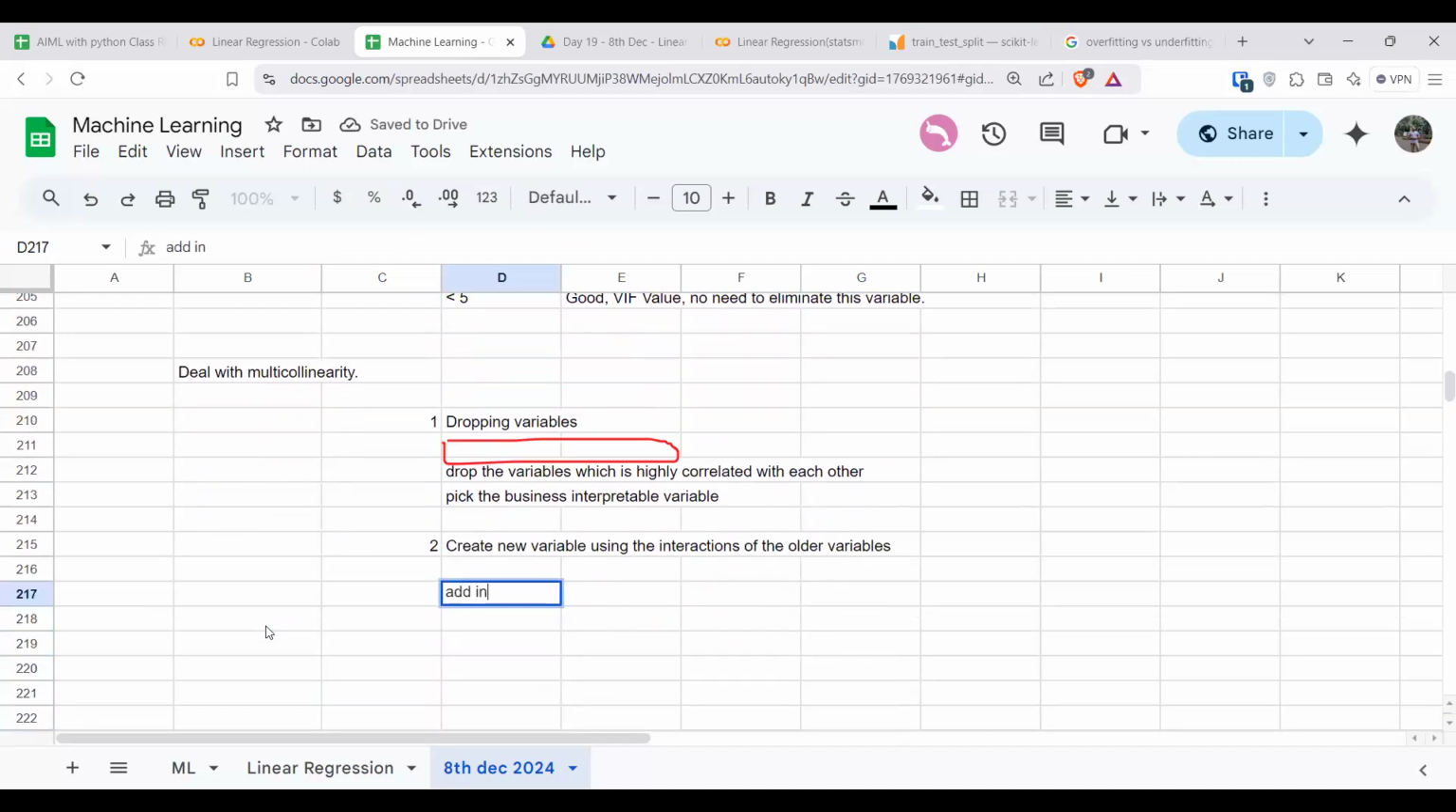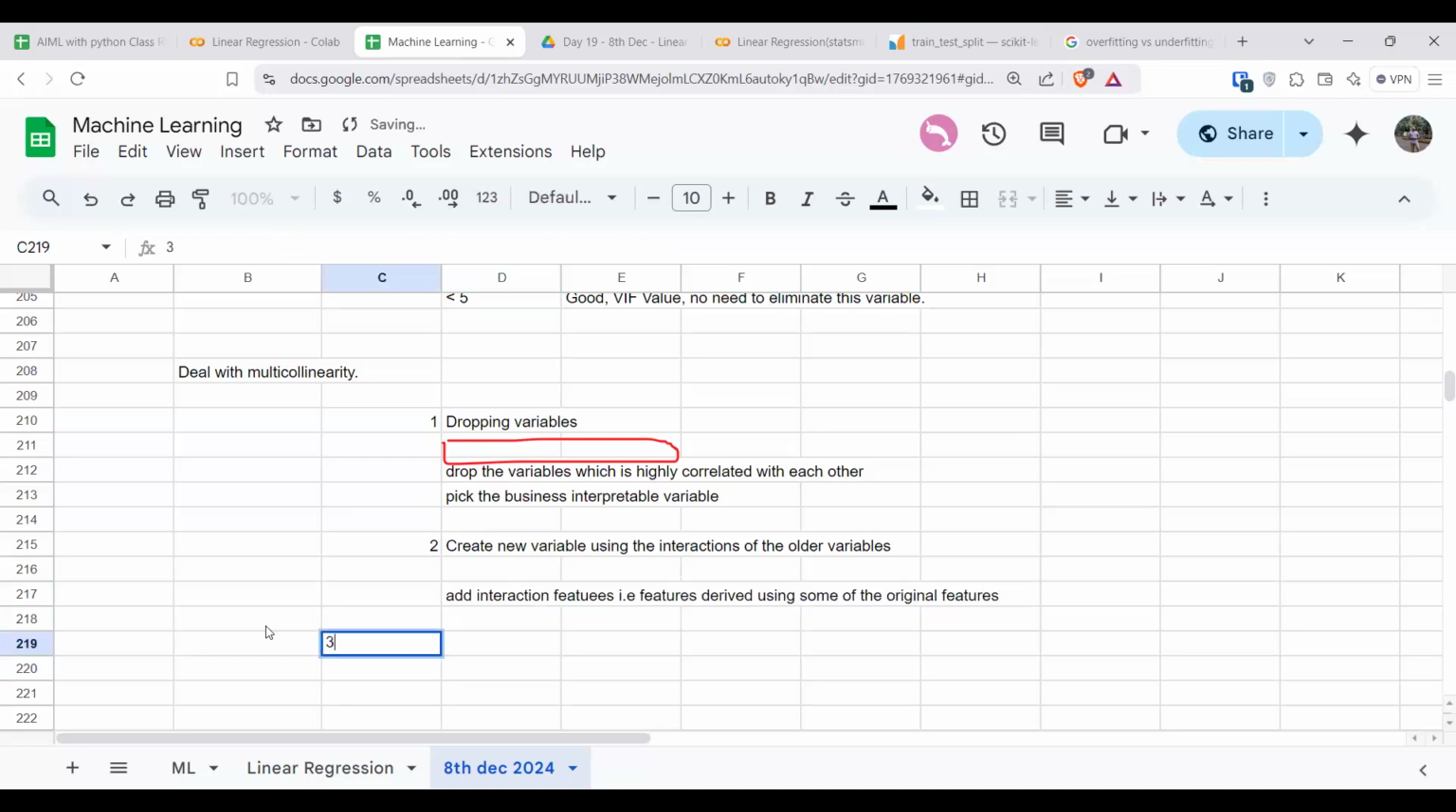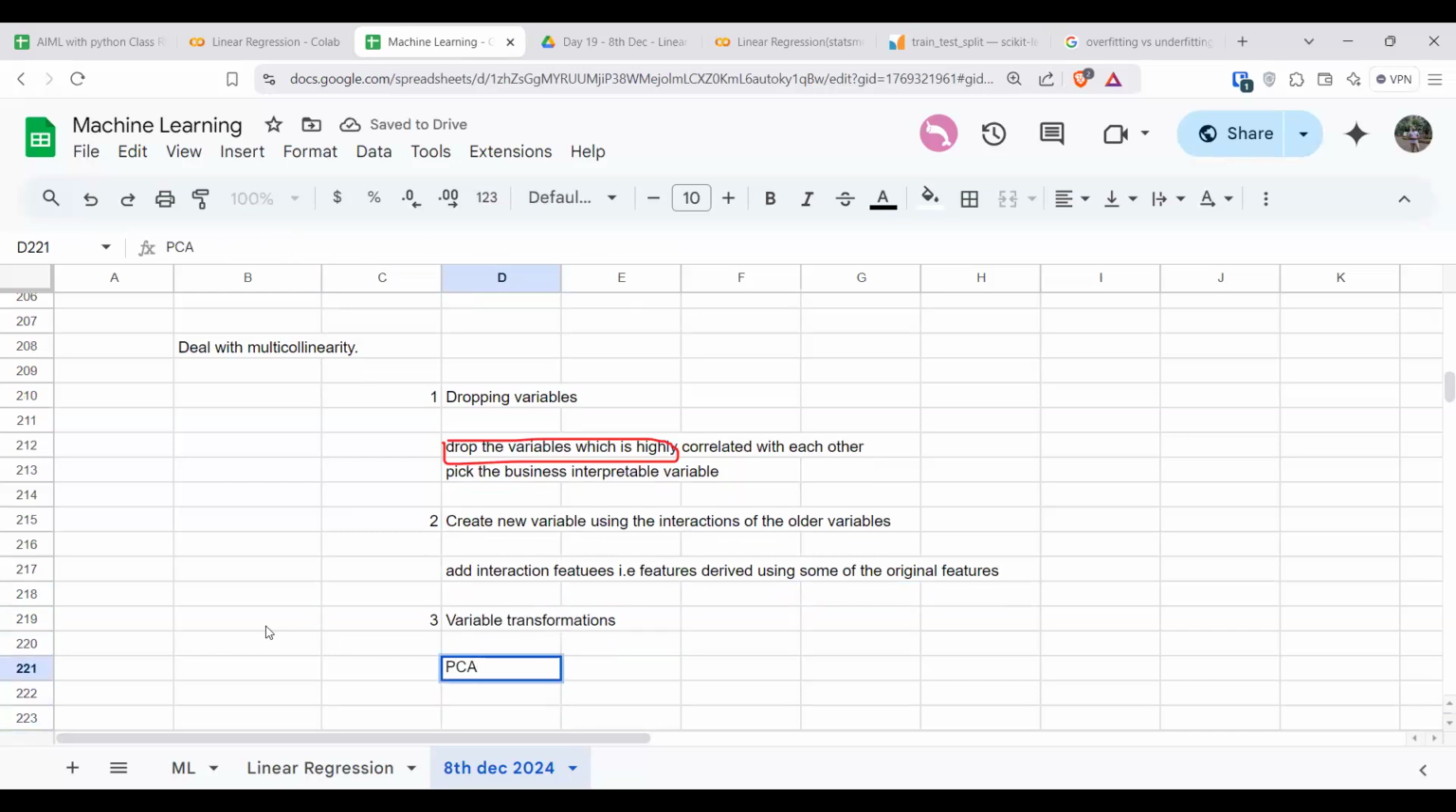So what you do is you add interaction features, that is, features derived using some of the original features. And third is variable transformations. We go with the PCA. That is a separate topic which we are going to see at the end of the machine learning module. That is known as principal component analysis, right? So these are the three ways in which you can deal with the multicollinearity.